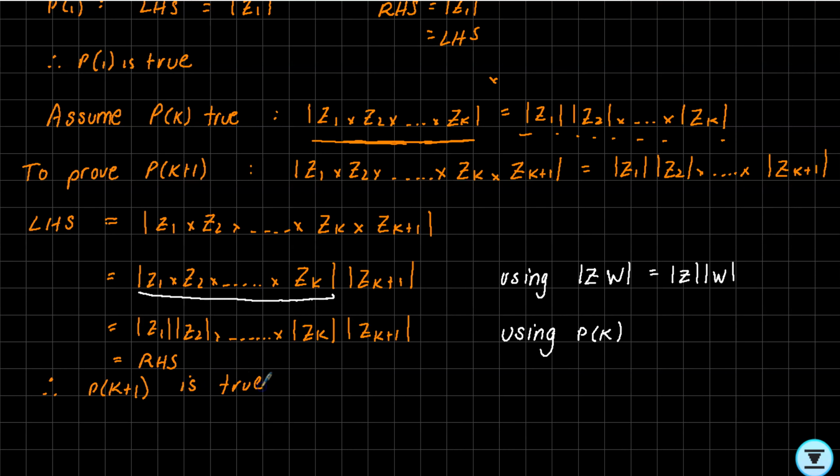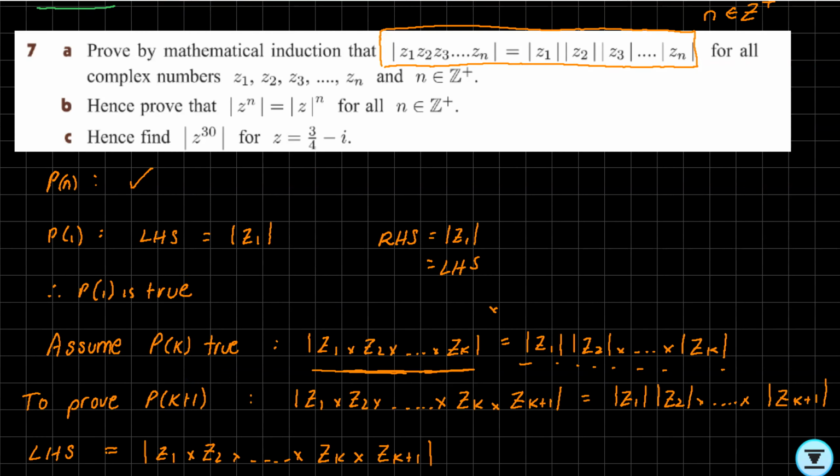Yay, and we're done. Hence prove that the modulus of z to the n equals the modulus of z, to the n. Why can I now go this way? Hence. Anybody?